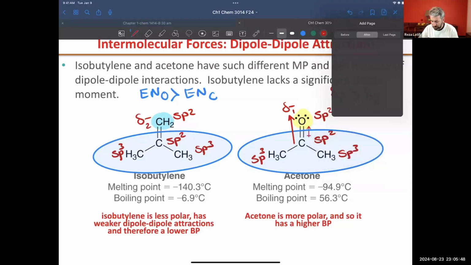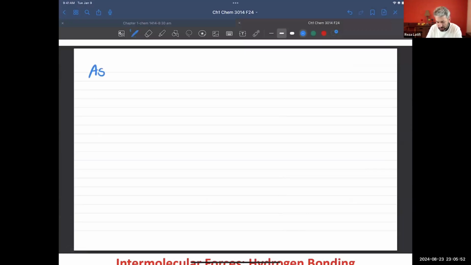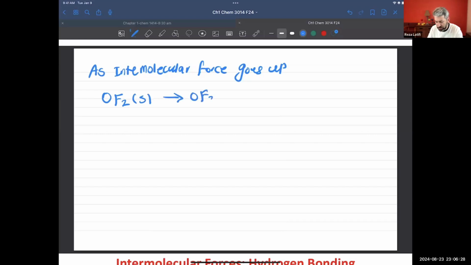So let's write it this way. As intermolecular force goes up, delta H for, let me write another one. Let's say we have this, for example OF2. This is solid. We want to turn it to liquid. Delta H of melting, which is equal to delta H of fusion, will go up. That one will go up.